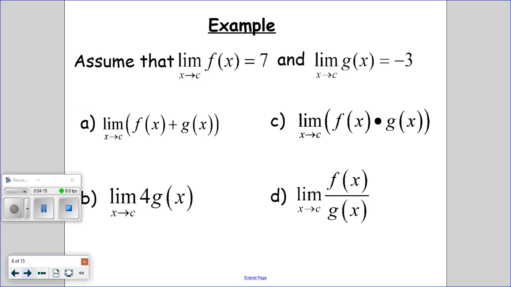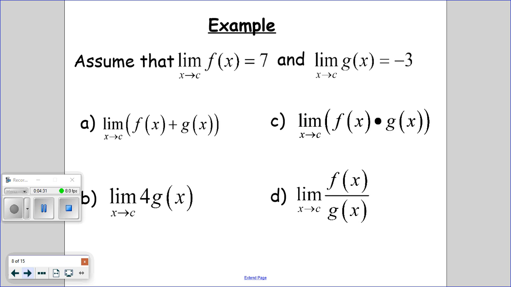All right, so applying some of those. Let me do this first one, and then you guys can finish up the rest of them. It gives us at the top some information. The limit of f of x as x approaches c is 7. The limit of g of x as x approaches c is -3.